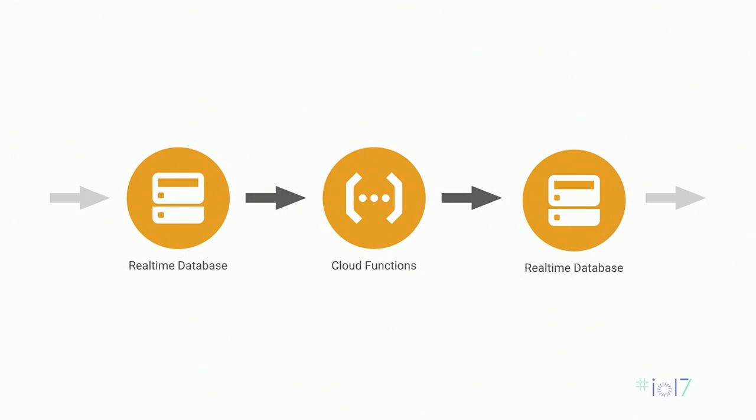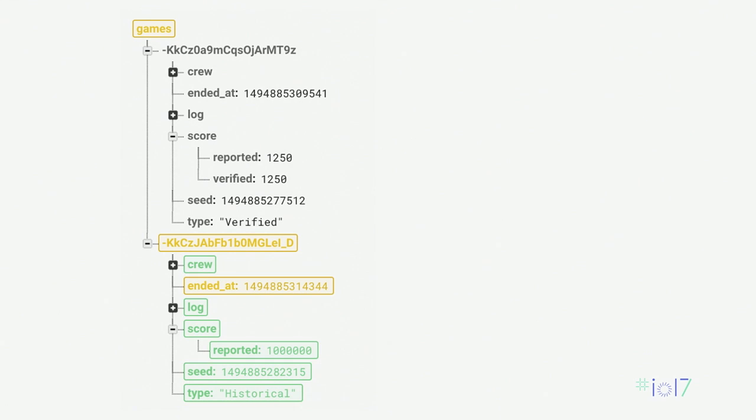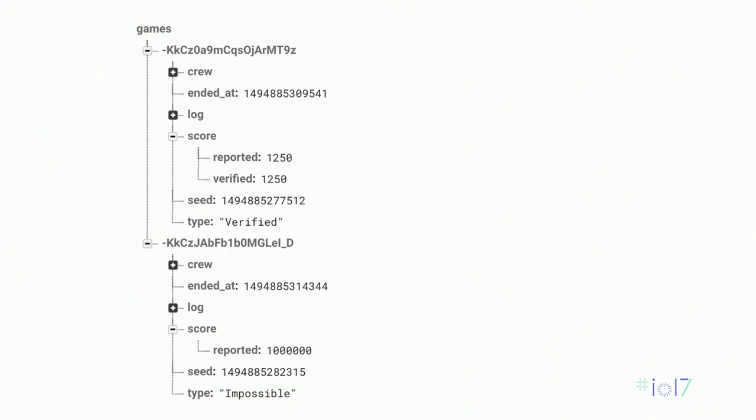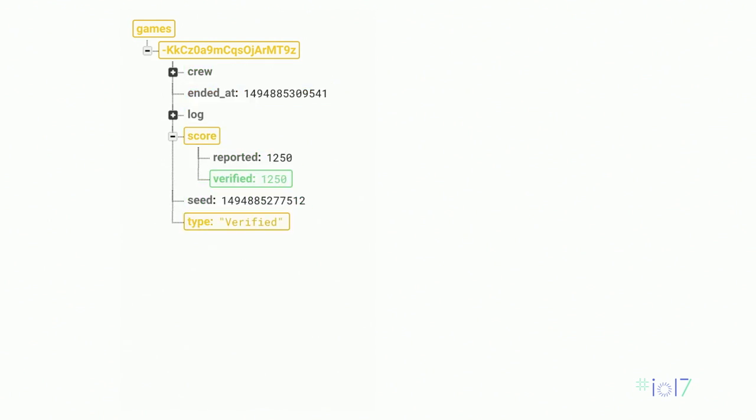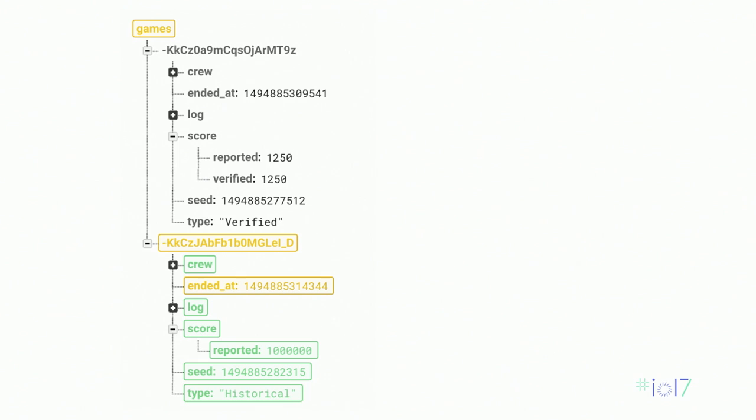This example is very appropriate for a single cloud function. We take a trigger from a real-time database, we write a cloud function, and then when that's finished, we write back to the real-time database. Here you can see it in action. The first game that's uploaded is verified as possible. As you can see, it's got a score of 1250. Whereas the second game has got a score of 1,000,000, and I don't know if you've played it, but that's not possible.